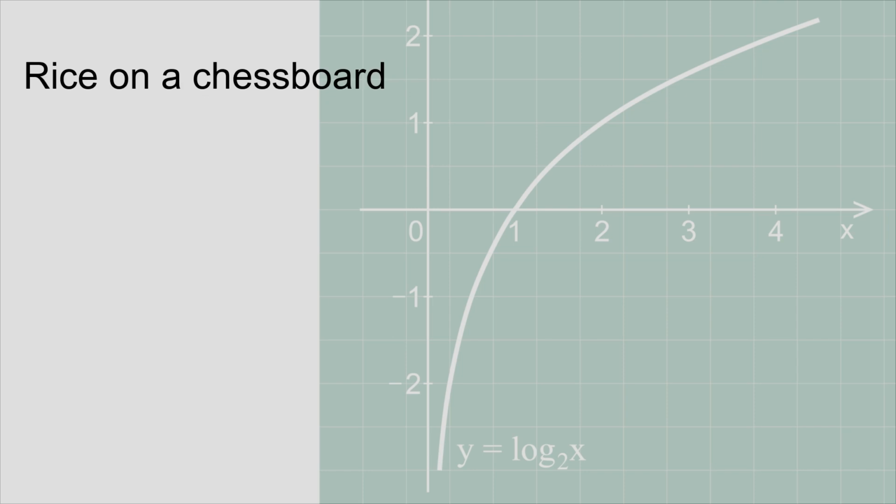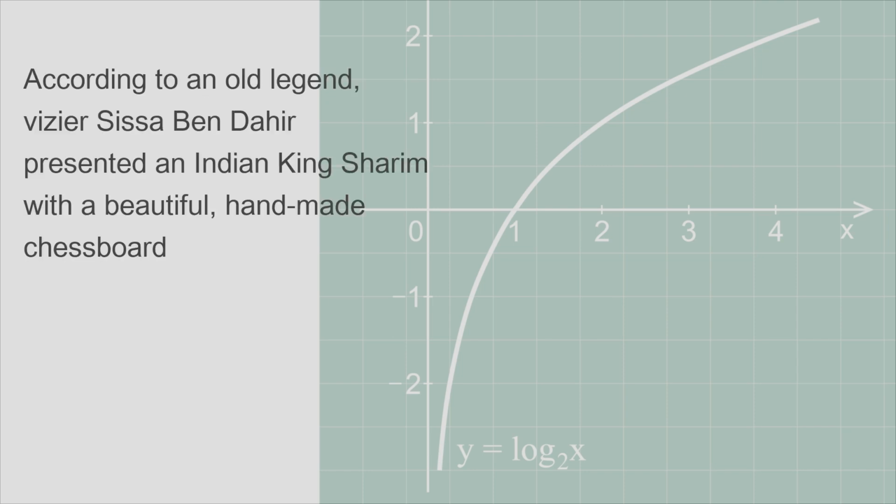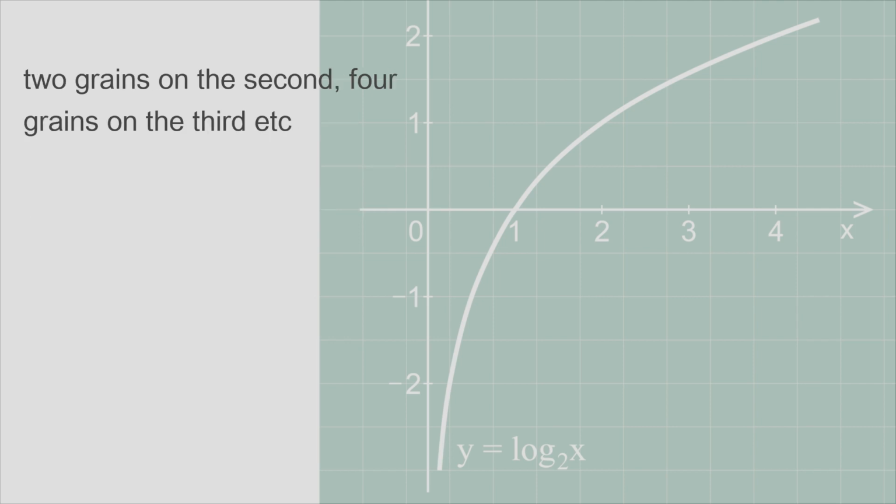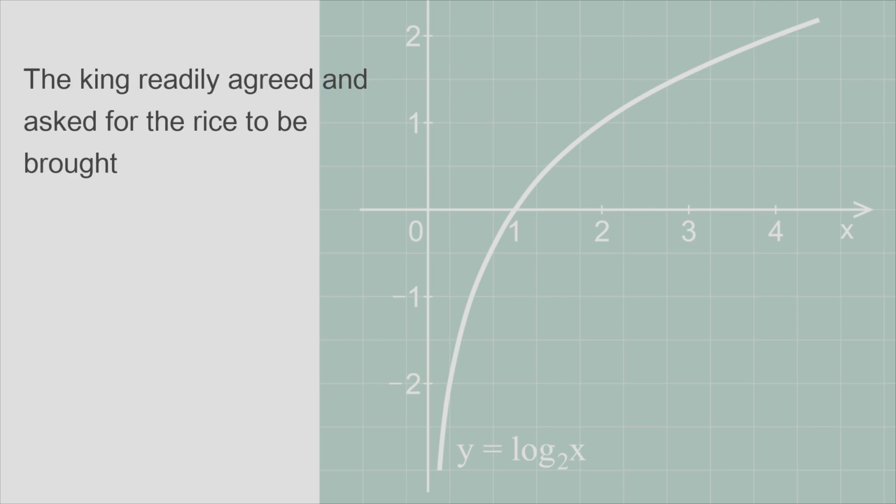Rice on a chessboard. According to an old legend, Vizier Sisibend Dahir presented an Indian king Shahram with a beautiful, handmade chessboard. The king asked what he would like in return for his gift, and the courtier surprised the king by asking for 1 grain of rice on the first square, 2 grains on the second, 4 grains on the third, etc. The king readily agreed and asked for the rice to be brought.